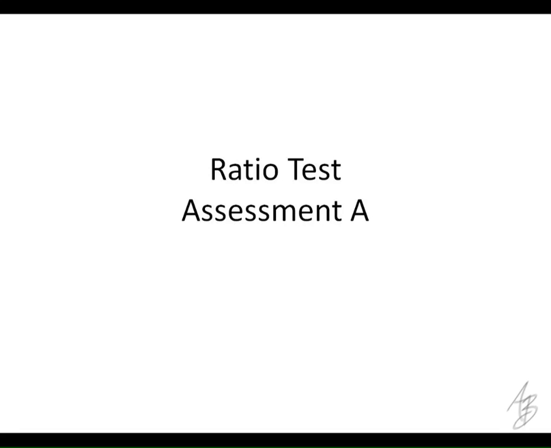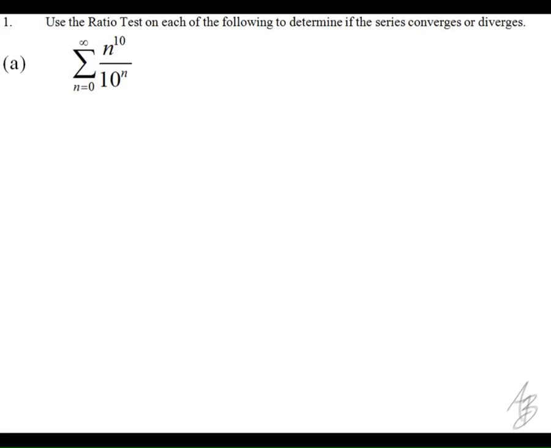Let's take a look at the solutions to the assessment on the ratio test. In the first problem, which had several parts, we're asked to use the ratio test to determine if a series converges or diverges. The first thing we need to do is set up a ratio, and we're going to take the limit as n approaches infinity of the n plus first term on top over the nth term on the bottom.